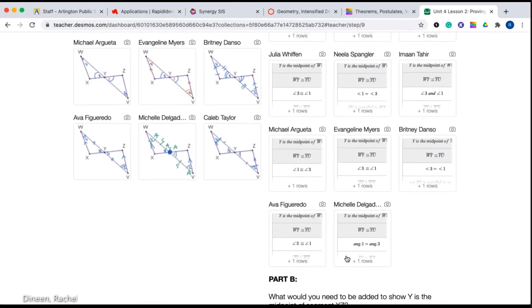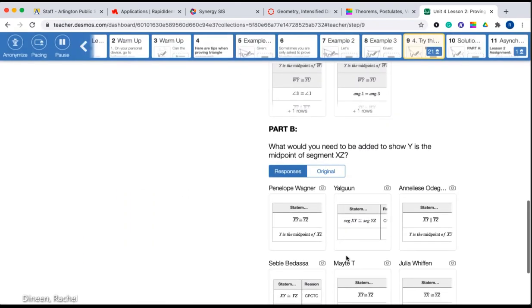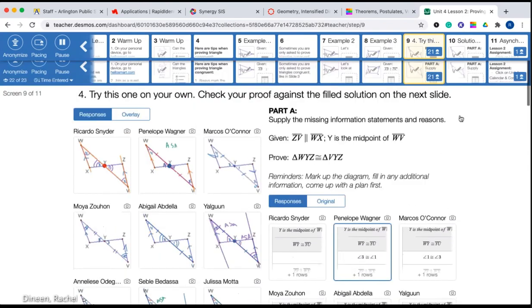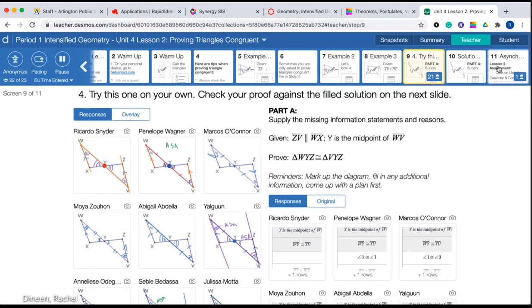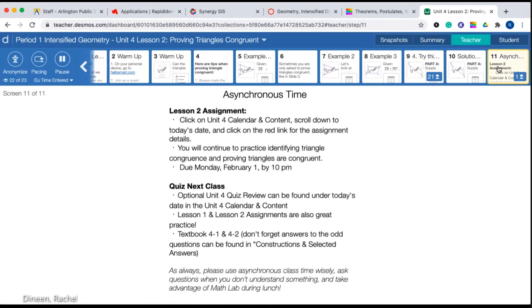All right, great job. For those who are still working, feel free to finish up, but I know some of you are done, so I just want to go over what you have to do for the remainder of class. So for the lesson 2 assignment, click on Unit 4 calendar and content, scroll down to today's date, and click on the red link for the assignment. You'll continue to practice identifying triangle congruence and proving triangles are congruent. This is due Monday, February 1st. It's a great review for your quiz.